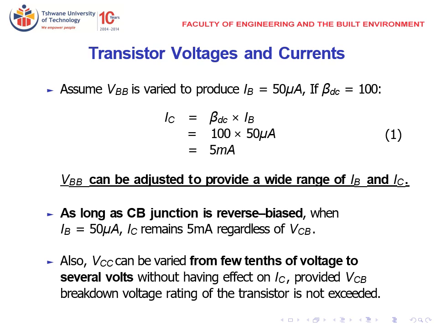VPP can be adjusted to provide a wide range of IB and IC. As long as the collector base junction is reverse biased, when IB is equal to 50, IC will remain 5 milliamperes regardless of VCB. Also, VCC can be varied from a few tenths of a volt to several volts without effect on IC, provided that the VCB breakdown voltage rating of the transistor is not exceeded.